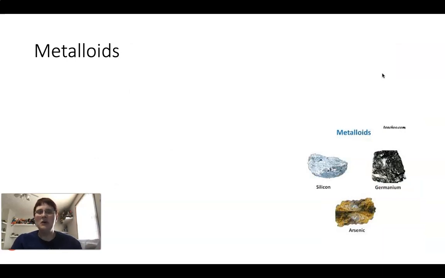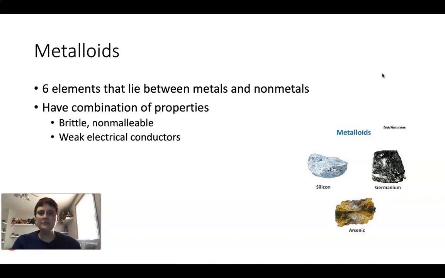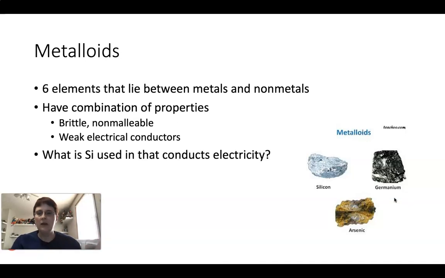The last group is what we call the metalloids. Sometimes they're called semiconductors. These are the 6 elements that lie between the metals and the non-metals. On that periodic table we started with, they were green. And they have a combination of properties. They are brittle and non-malleable, but they're weak electrical conductors. You can see some of them I have over here: silicon, germanium, arsenic. They have characteristics of nonmetals, but they have characteristics of metals, hence metalloid.